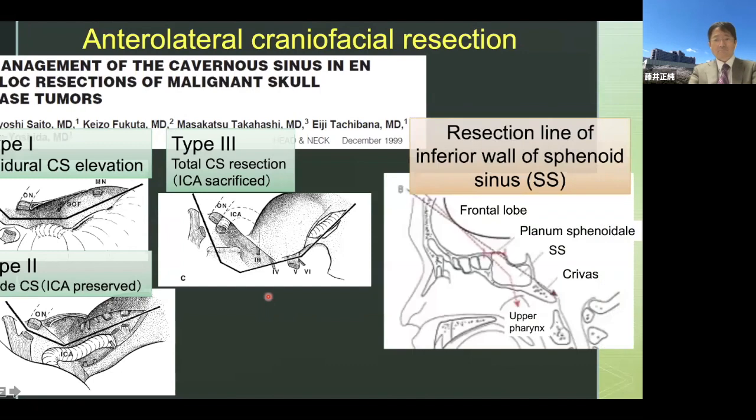And after cutting this territory, you go into the sphenoid sinus, then you cut the inferior wall of the sphenoid sinus and reach the upper pharynx. And please note that you have to be very careful not to go to the clivus and injure the brainstem. So it is very important to go to the sphenoid sinus and then to the upper pharynx. That's one of the keys of this surgery.